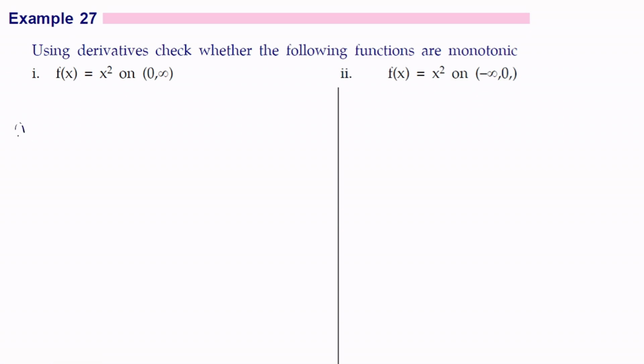So we just now saw if a function is increasing, then f dash of x should be more than 0, and if it is decreasing, then f dash of x should be less than 0. So here f dash of x equal to 2x and 2x is greater than 0 for all x belongs to the open interval 0, infinity.